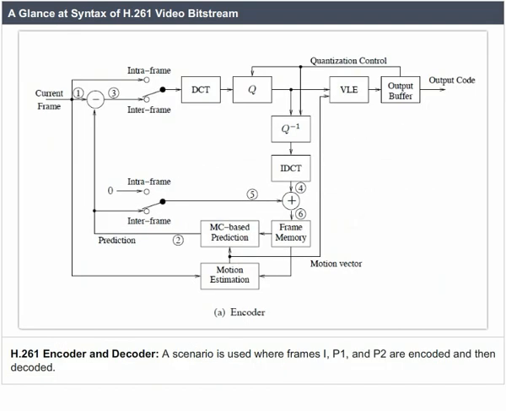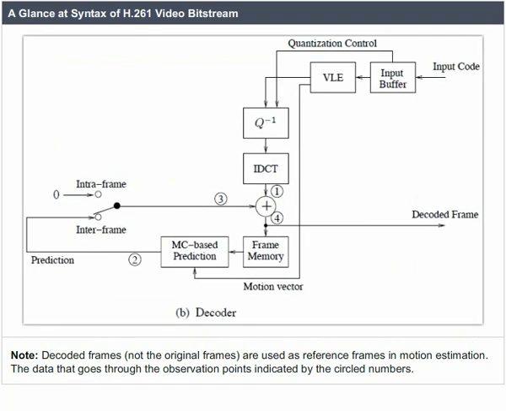H.261 encoder and decoder. A scenario is used where frames I, P1, and P2 are encoded and then decoded. Note that decoded frames, not the original frames, are used as reference frames in motion estimation. The data goes through the observation points indicated by the circled numbers.